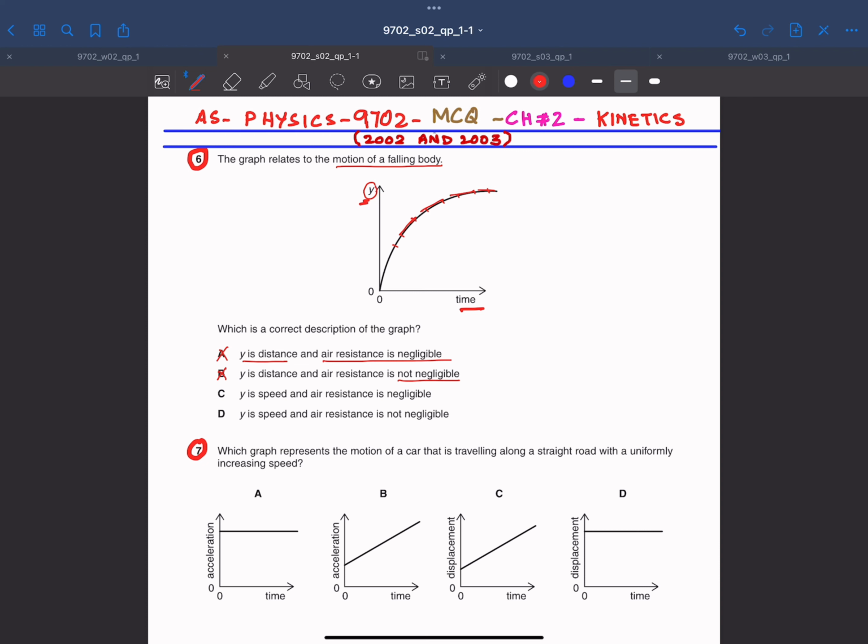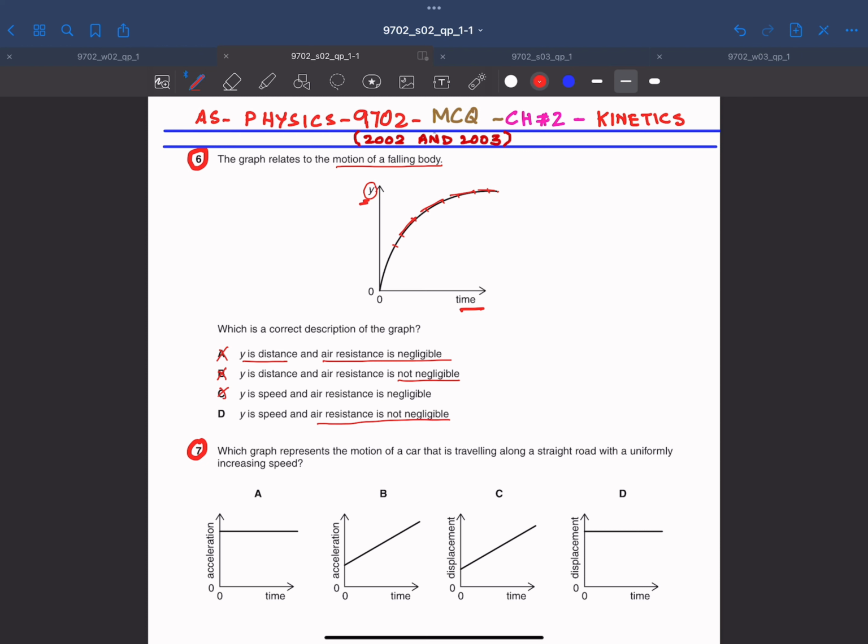Then if you are considering y as speed and air resistance is negligible, then there should not be any decrease in the velocity. So this is again the same thing. This is not the correct option. So the correct option remaining is D, because y is the speed and air resistance is not negligible. When the air resistance is not negligible, you have a condition in which the velocity is decreasing.